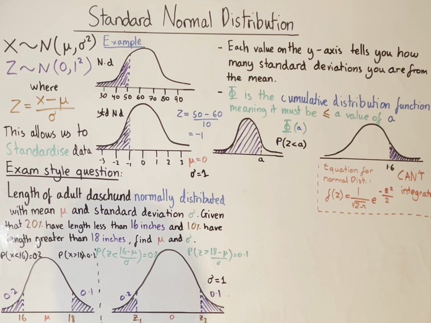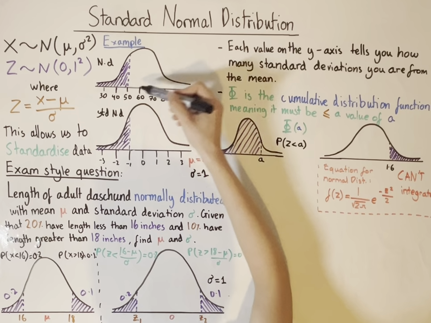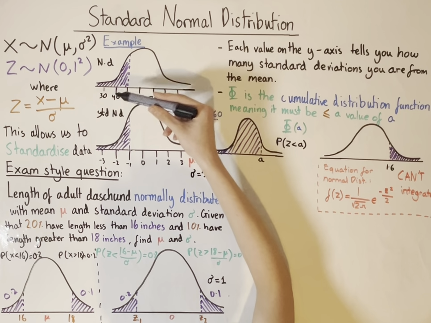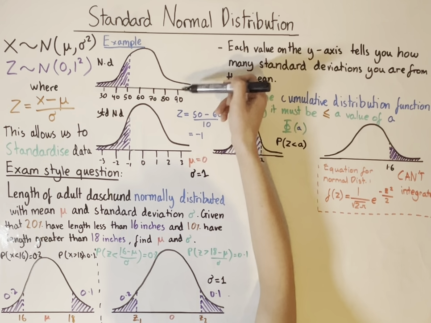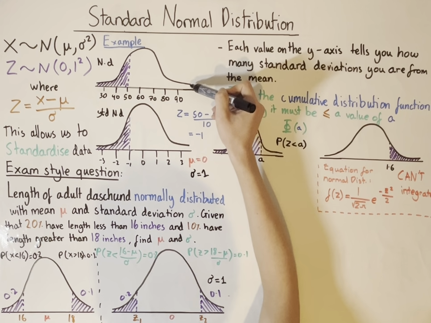So normally for our normal distribution, we have our mean and our variance. And so on our y-axis, our values can be essentially any values we want them to be, and they all follow this bell-shaped curve.